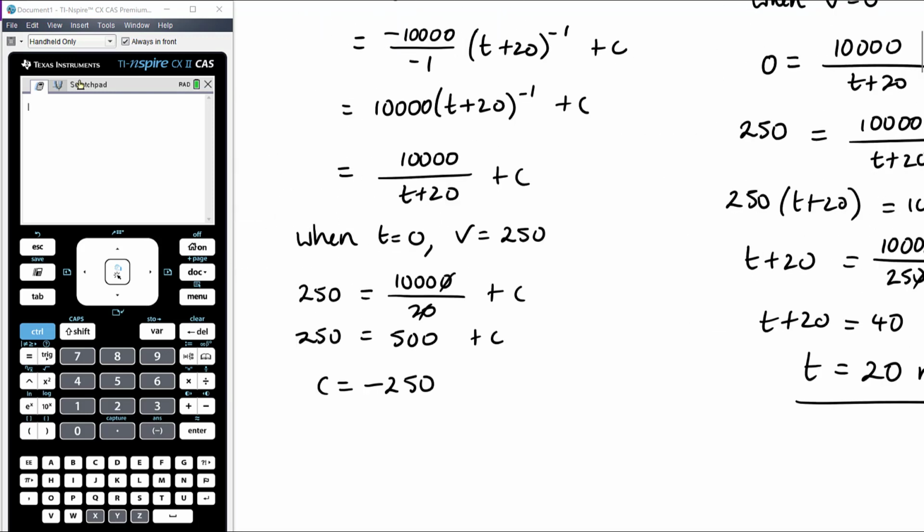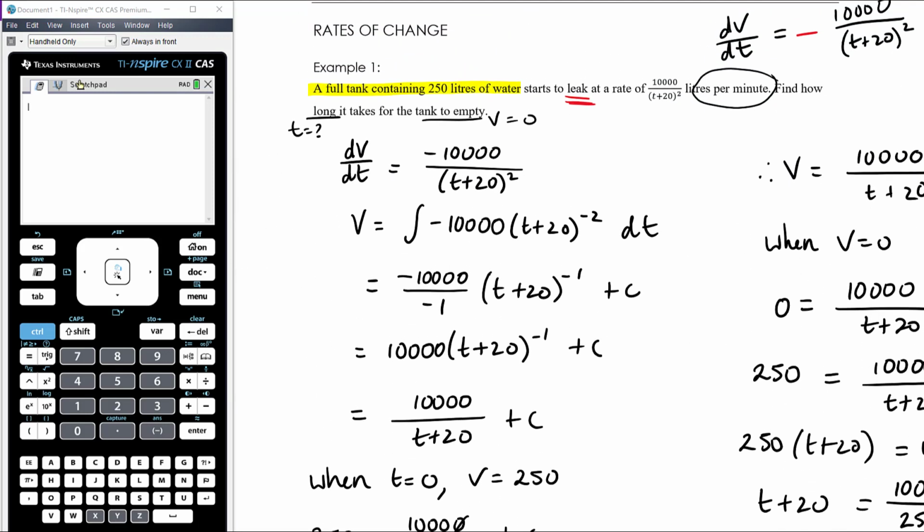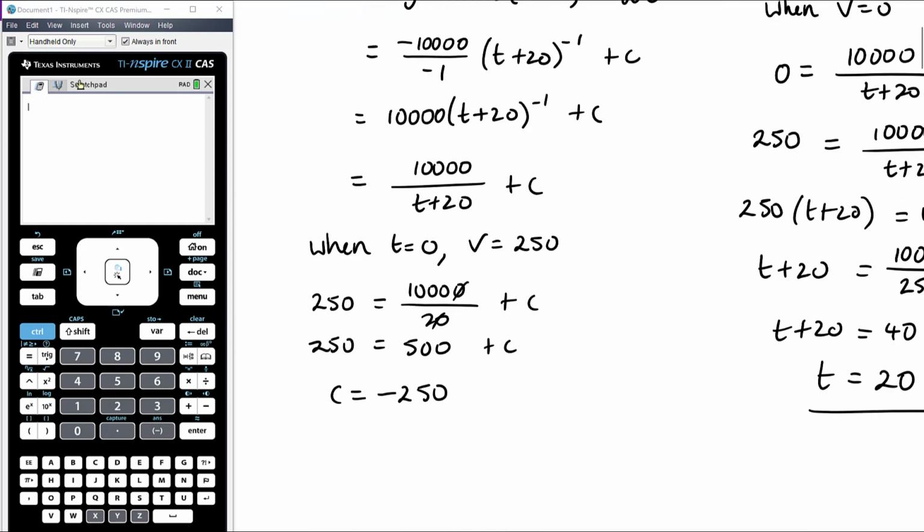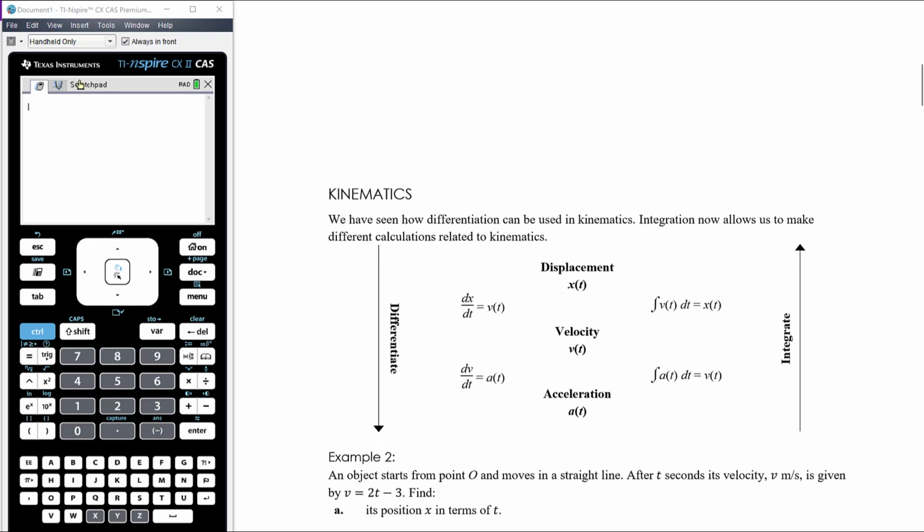Okay, so we can work with rates. If we're given the rate, anti-differentiate to find the original relationship. You'll need information to find the c value, which we've got here. Then once you've got your original relationship, you can answer any question that's about finding V given a certain t value or finding t given a certain V value.